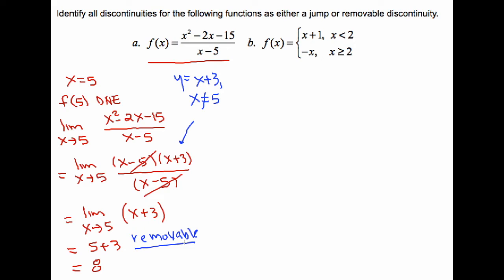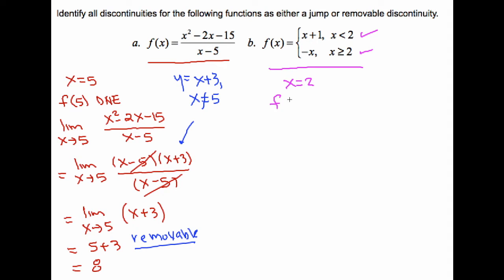Let's take a look at our second function, which is a piecewise function. We have f of x is equal to x plus 1 when x is less than 2, and negative x when x is greater than or equal to 2. Well, because each function that defines the piecewise function is a function whose graph is a line, each individual function is continuous on its domain. So the only possible point you can have a discontinuity would be at 2. So we're going to explore x equals 2.